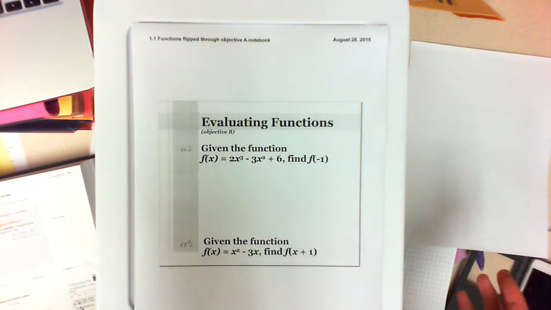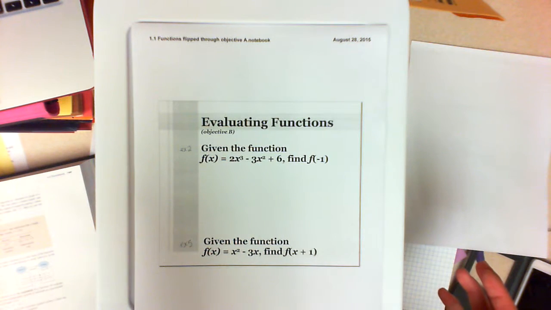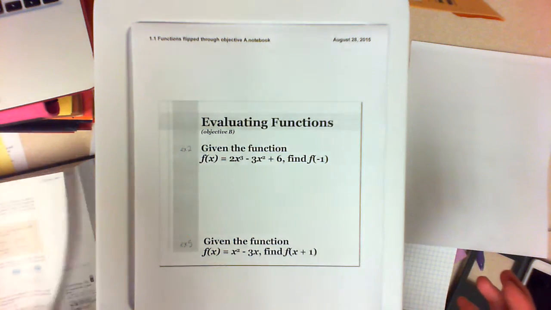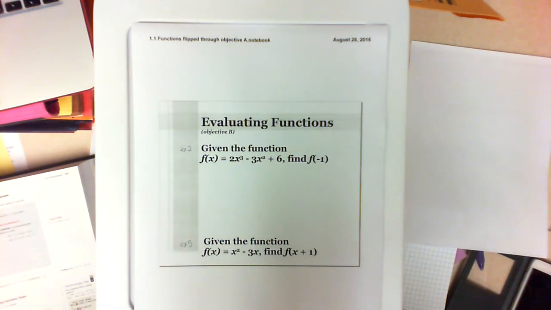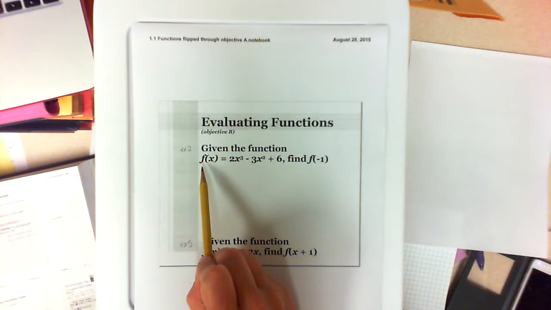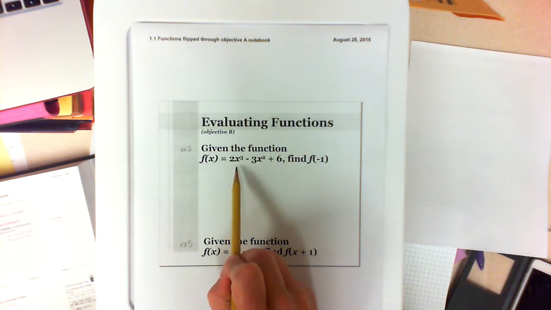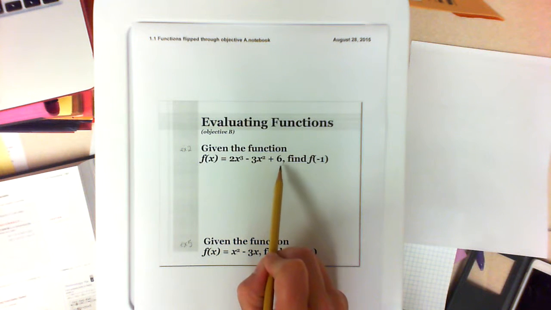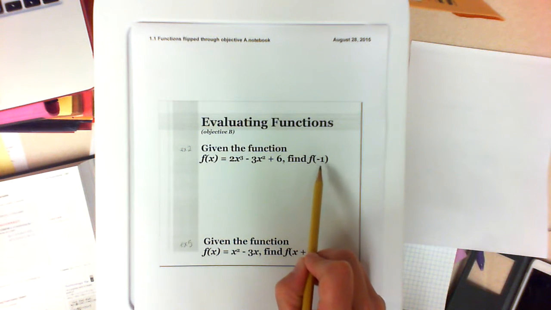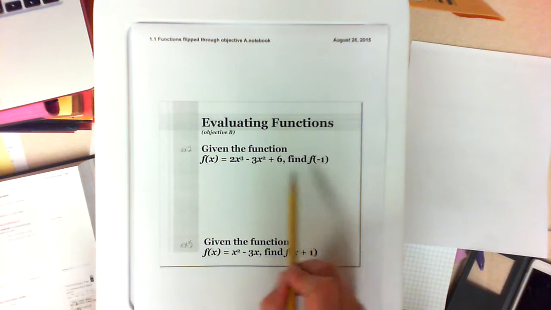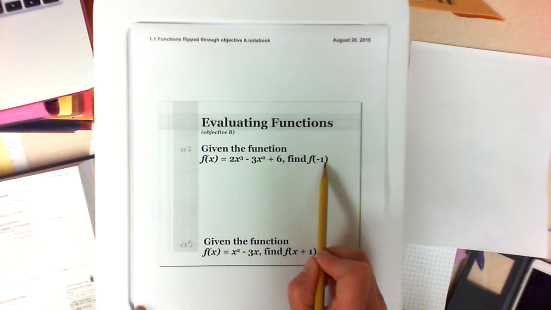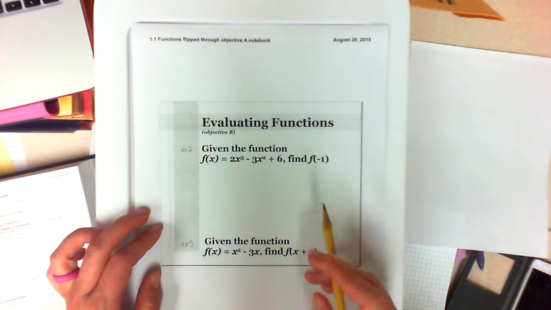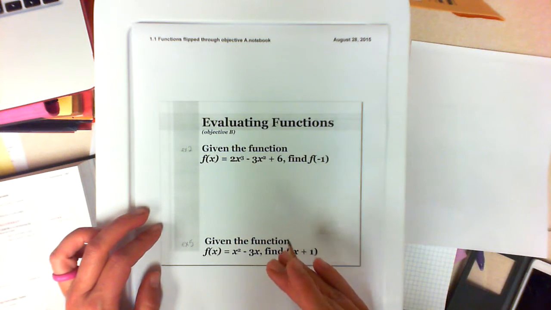Okay, the next thing I want to show you is example 2 from the textbook. And I'm sorry, example 3 from the textbook. This says, given the function f of x equals 2x cubed minus 3x squared plus 6, find f of negative 1. What this means is, wherever you see an x, you're going to use negative 1 as your input, and then you're going to evaluate the function. Evaluate means you're going to plug something in and find out the answer.